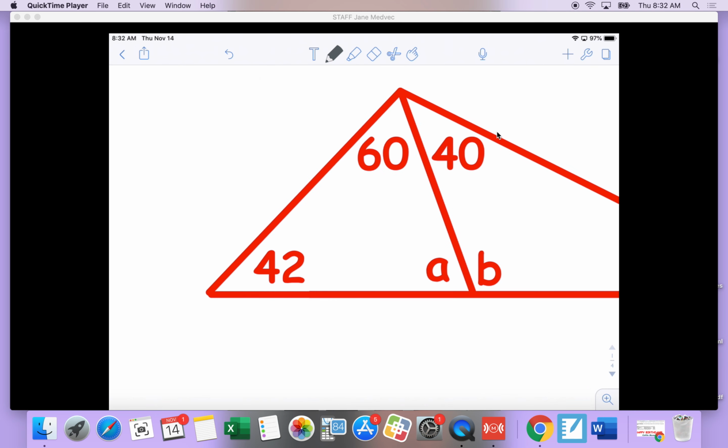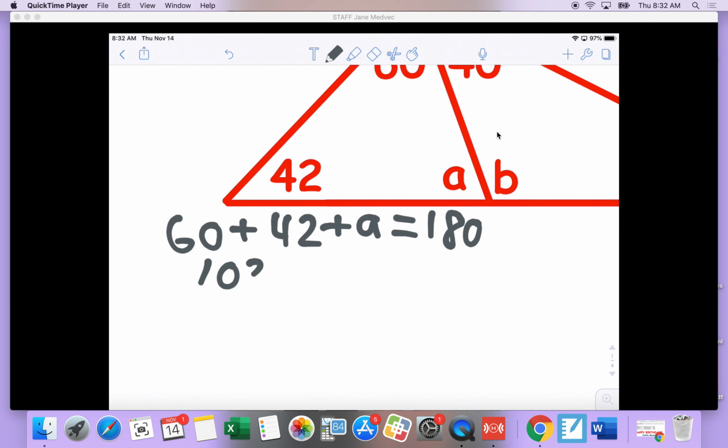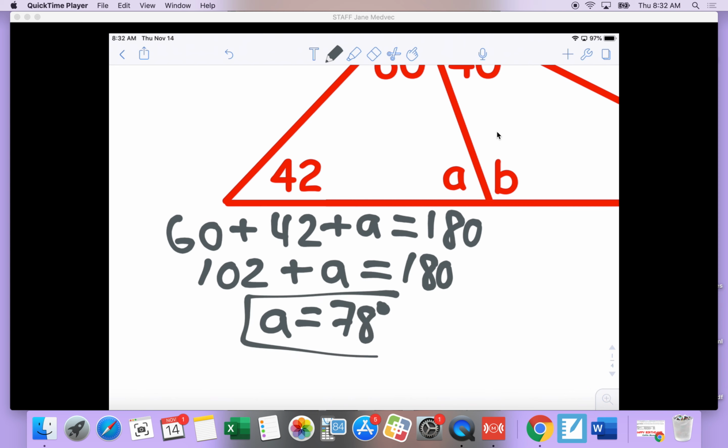How do I solve for A? 60 plus 42 plus A equals 180. Very good. So just like what we had done before, 102 plus A equals 180. If the lowercase a looks like a 9 to you and it confuses you, you can always use an uppercase A. That wouldn't bother me at all. Okay. And so A ends up giving me 78 degrees. Okay, so this is 78.